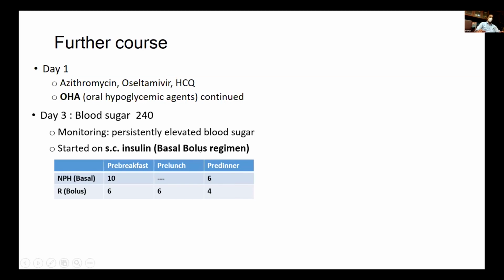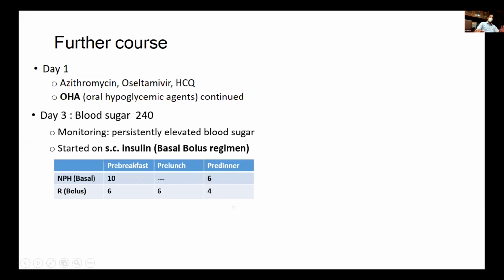Why basal bolus? Basal means a long-acting or intermediate-acting insulin, like NPH, which is an intermediate-acting insulin. It usually works for 12 to 16 hours, so we give it 2 times a day, so that for 24 hours the blood insulin levels are maintained in the fasting condition. What is the bolus insulin? The bolus insulin is the short-acting insulin, such as regular insulin, which is given before the major meals, breakfast, lunch, and dinner, which will control the rise of the meal-related blood sugar. So this is typically called a basal bolus regimen.